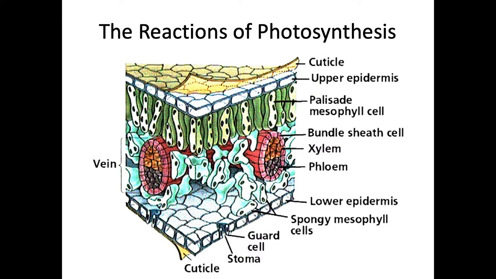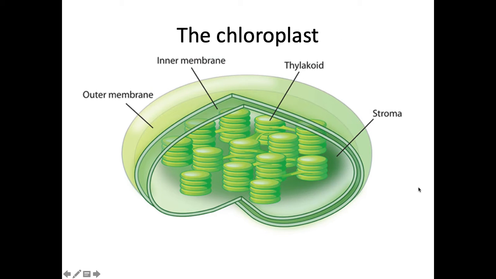Photosynthesis occurs in the palisade mesophyll cells. So it's in this area right here of the leaf. It actually occurs in the chloroplast of those palisade mesophyll cells. There are 2 different parts of photosynthesis, and they both occur in different parts. There are the light-dependent reactions, which occur in the thylakoid membranes, those pancakes, and the light-independent reactions, which occur in the stroma, which is like the soup of the chloroplast.